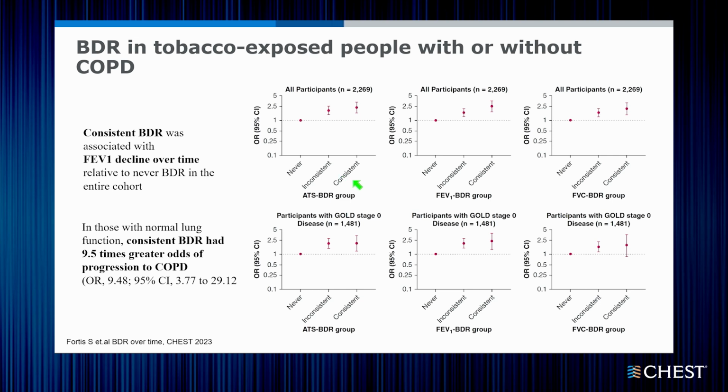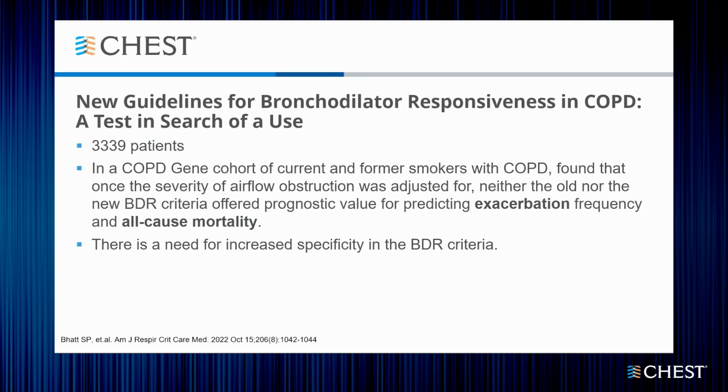So what they've shown, compared to the ATS bronchodilator response for FEV1 or FVC, is that those with consistent response always have FEV1 decline over time compared to those who never had it. So you can see there's a decrease in FEV1. And those with normal lung function, not GOLD stage 0, if you follow them over time, the consistent bronchodilator response group had 10 times higher likelihood of progression to COPD. So this was good. Now coming back to the confusion again, the COPDGene cohort study by Dr.